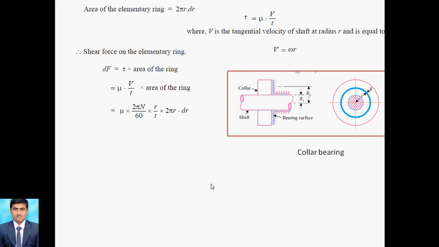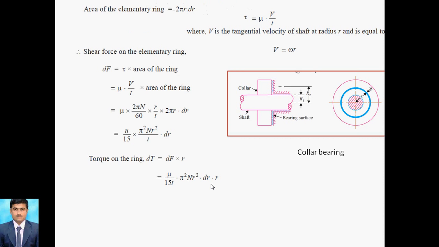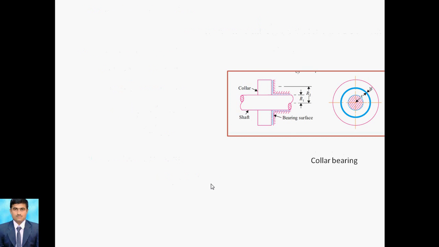So v is nothing but r omega, and we can put the omega value, that is 2 pi N by 60. After that calculation, dF is nothing but mu times pi squared N r cubed dr divided by 15 t. So this is about the shear force. Now we multiply the shear force by the radius to find the torque, so the torque is dF into r. We use this relation to find the torque, because we already discussed all the terms related to the torque on the ring.